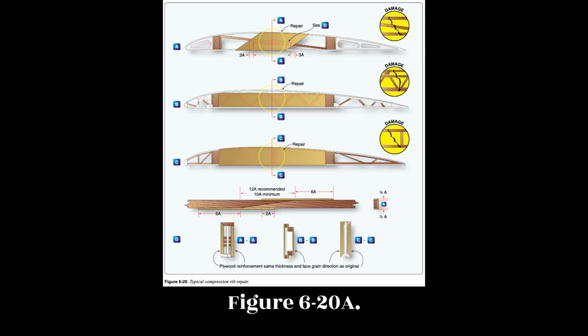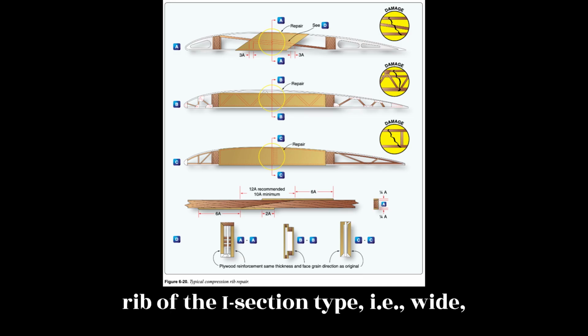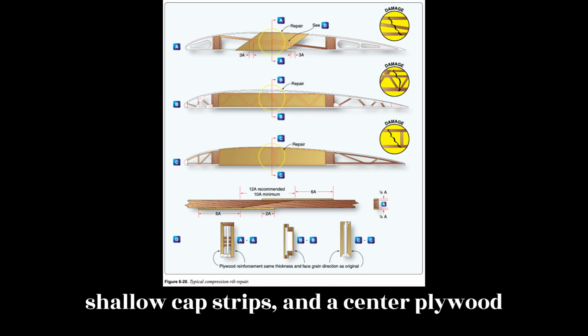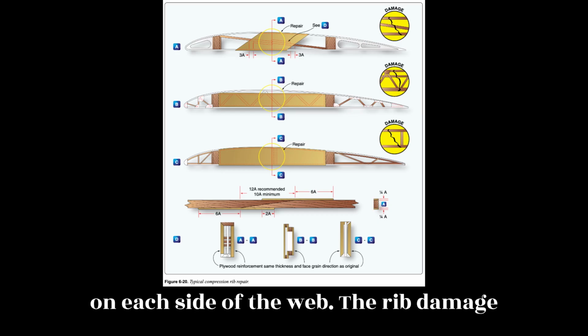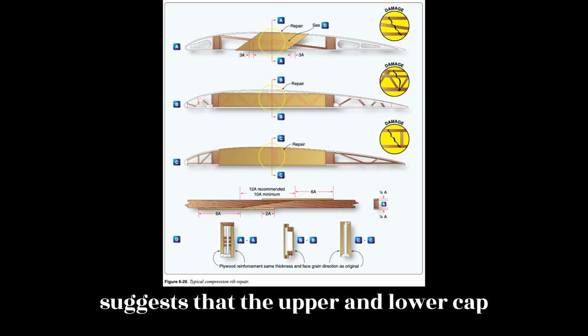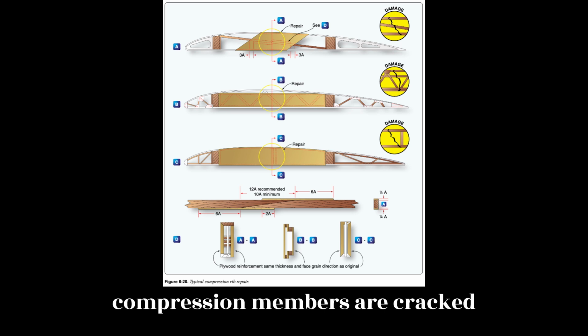Figure 6.20a illustrates the repair of a compression rib of the I-section type, i.e., wide, shallow cap strips, and a center plywood web with a rectangular compression member on each side of the web. The rib damage suggests that the upper and lower cap strips, the web member, and the compression members are cracked completely through.